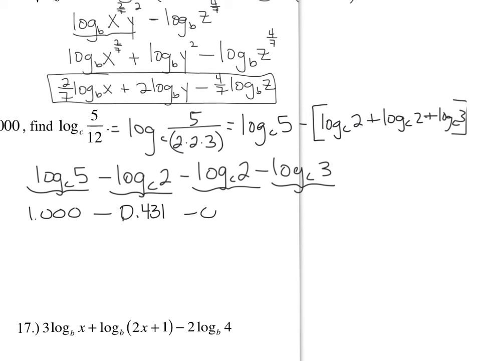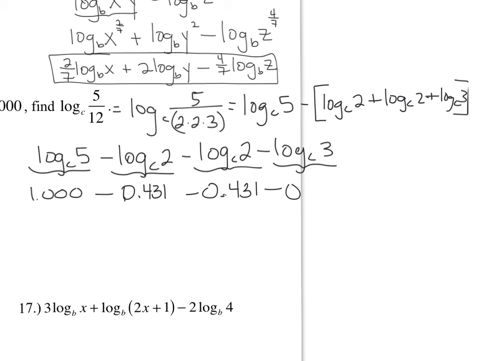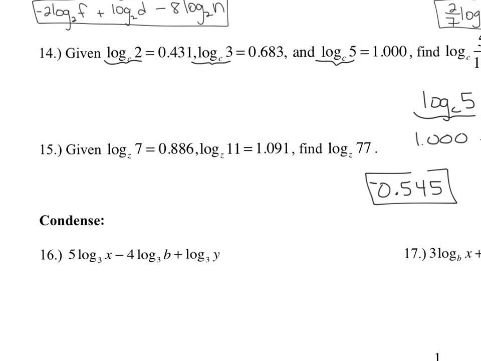And I'll write that twice because I'm subtracting it twice. And then log base c of 3 was 0.683. And then you can put that in your calculator, and let's see what we get. When I put that in my calculator, I ended up with negative 0.454, or 545 for your final answer. The next one is pretty similar, same idea.